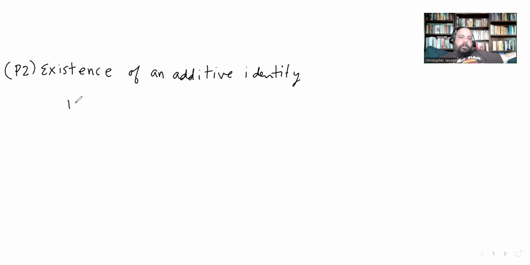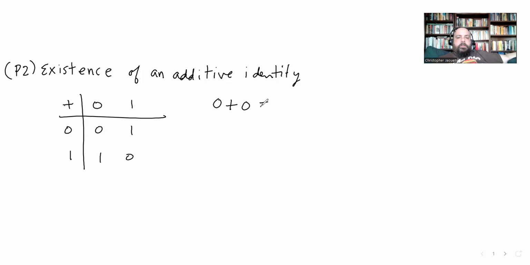Which, if you look at the table, it should be clear. So clearly 0 acts as the additive identity because 0 plus 0 is 0, and 0 plus 1 is 1, which is the same thing as 1 plus 0.